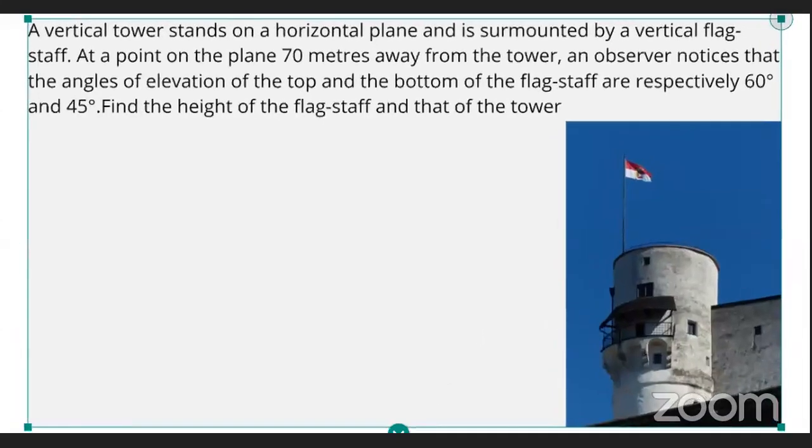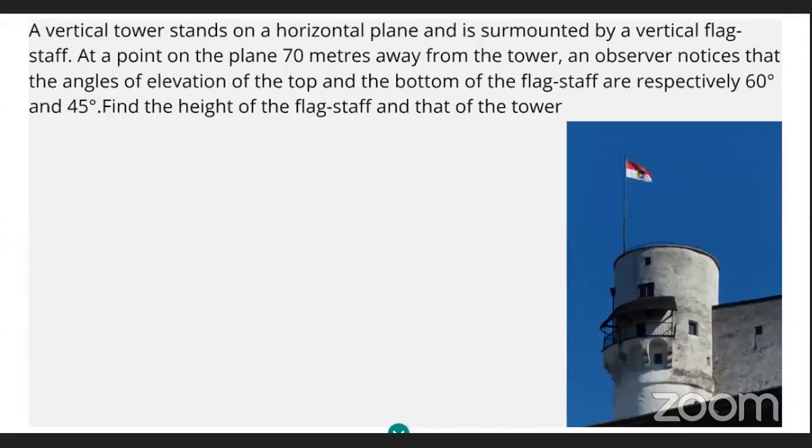Okay, let's understand this. I have not drawn the figure because we are going to do it together. First, let's read the question. A vertical tower stands on a horizontal plane. Surmounted means a flag is on top of the tower. The way you can see in the picture, the flag is on top of the tower. So that is called surmounting.